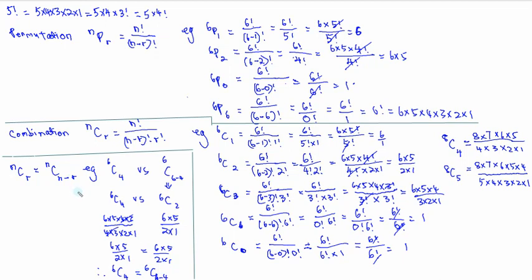So hopefully you have understood this clearly. Permutation and combination, the difference is you have this extra r factorial. Remember, r factorial, which is the same as this r. So let's move forward.